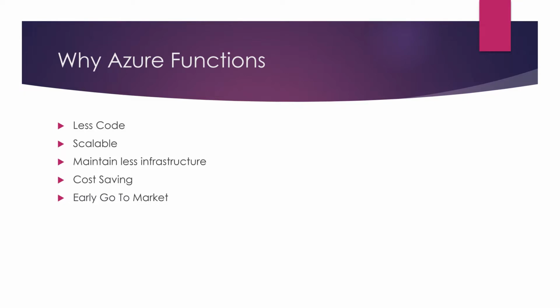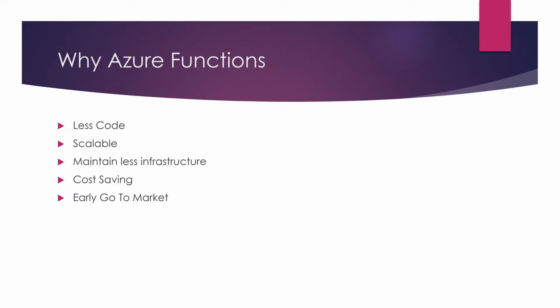So scaling comes when, let's say, a user is using an application and you have got a request. Now that request needs to be processed. So Azure Functions will spin up one instance of the Azure function. The instance will take your request and process it.